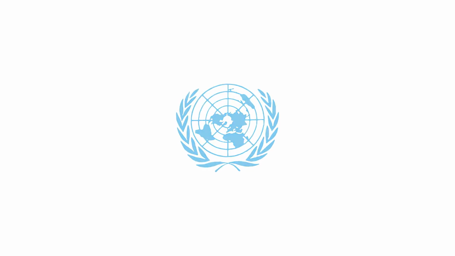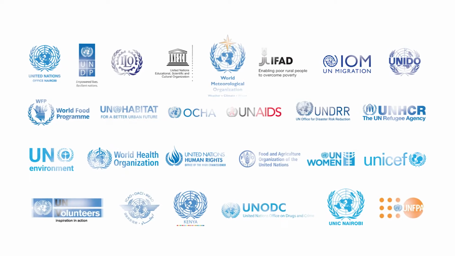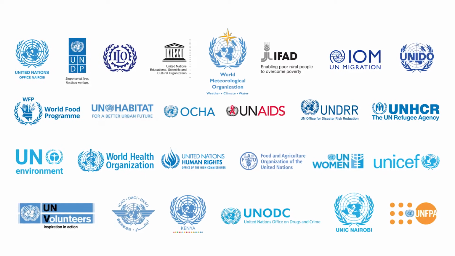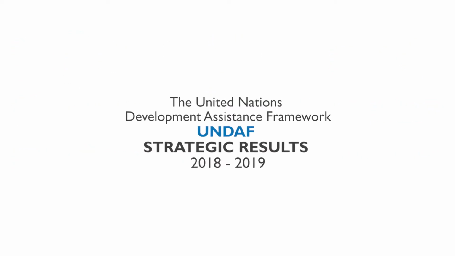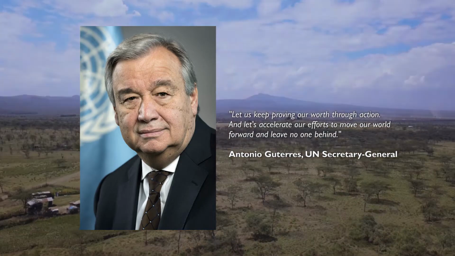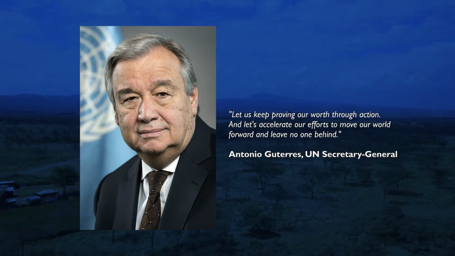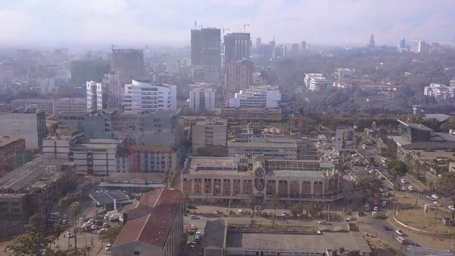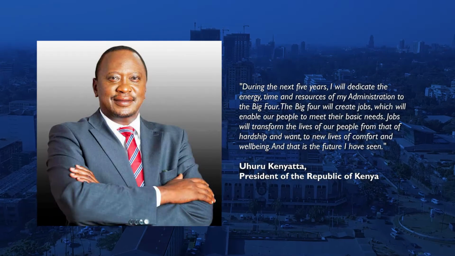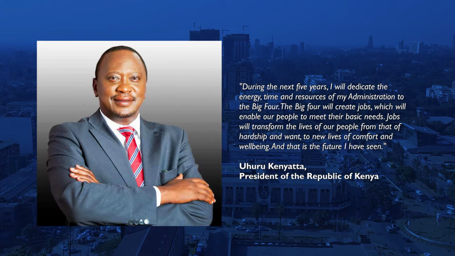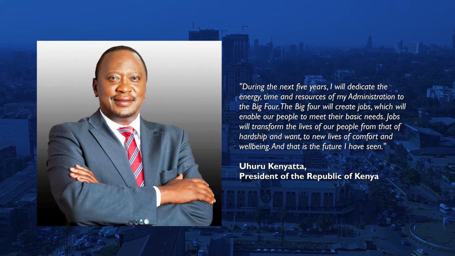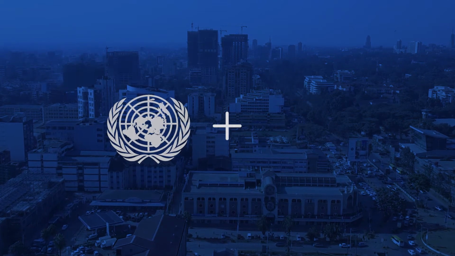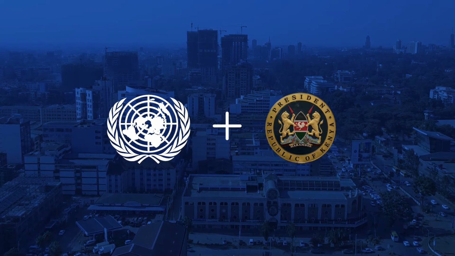The UN Development Assistance Framework process started in Kenya around June 2017. It was a protracted, multi-stakeholder, multi-dimensional process. This was not just a UN process, this was a Government of Kenya-led process which brought together a variety of stakeholders from civil society to other UN agencies, to non-governmental organizations, to the private sector, but essentially led by the government.